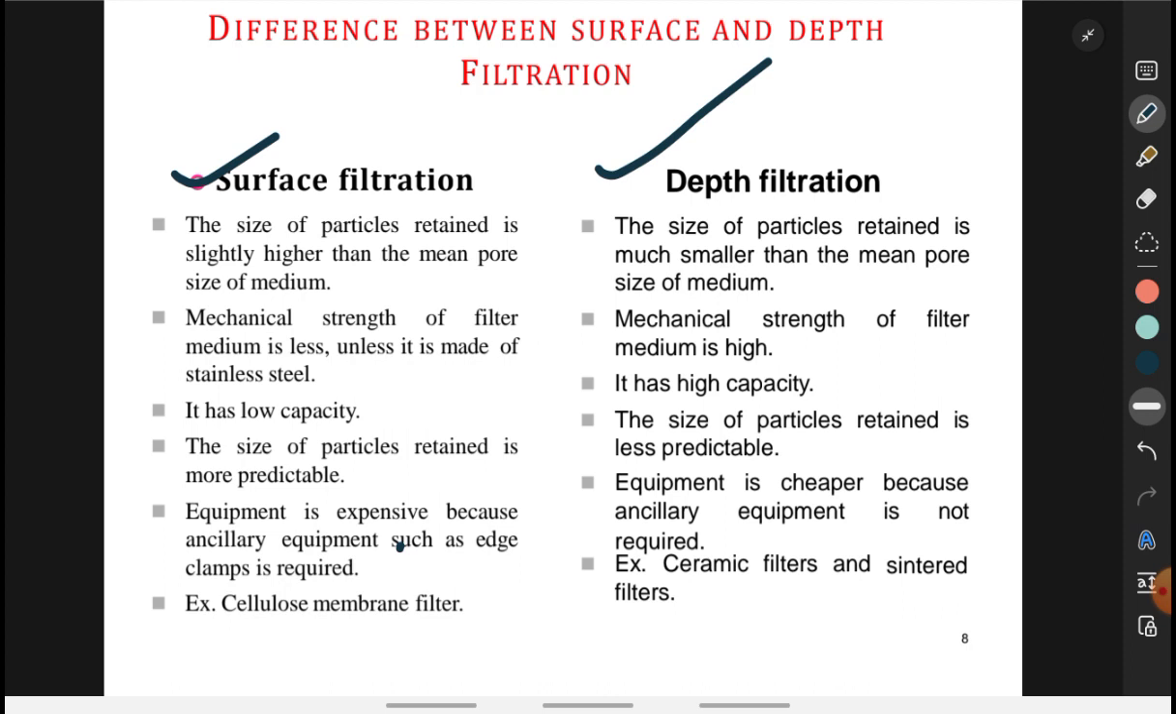The cellulose membrane filter is used in surface filtration, and ceramic filters or sintered filters are used in depth filtration. Okay, that is it for today.